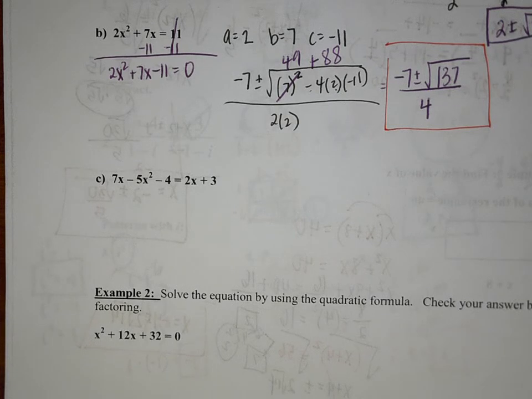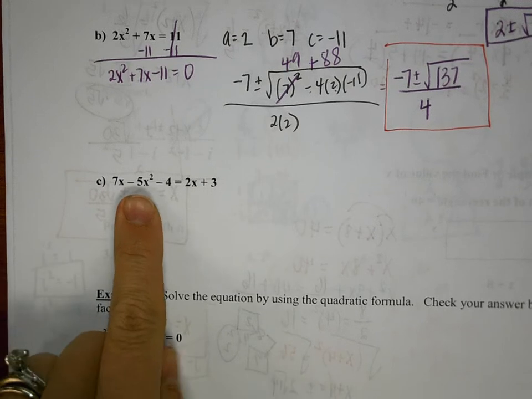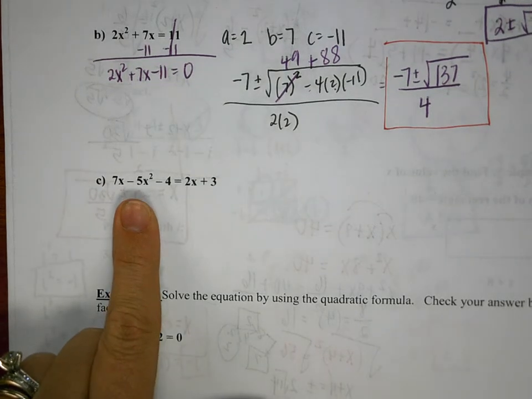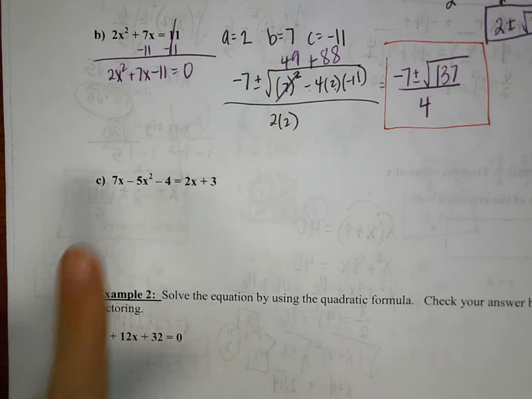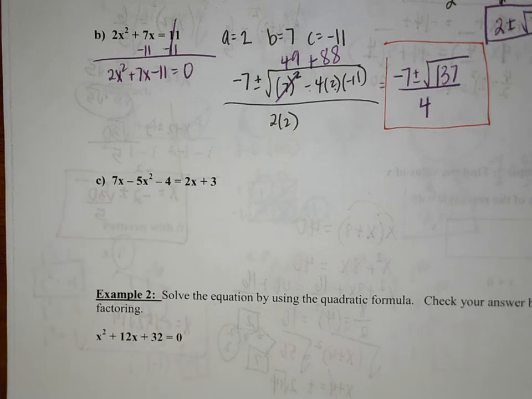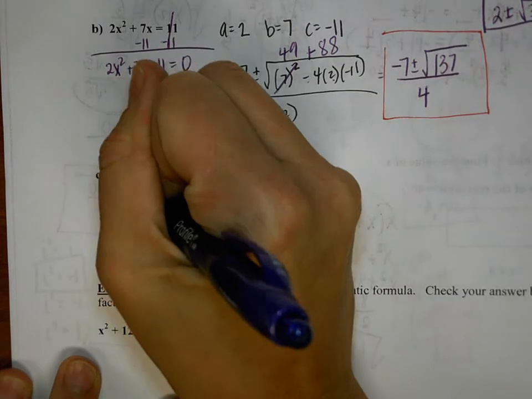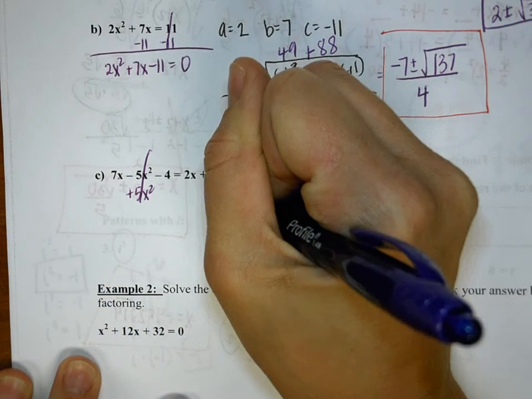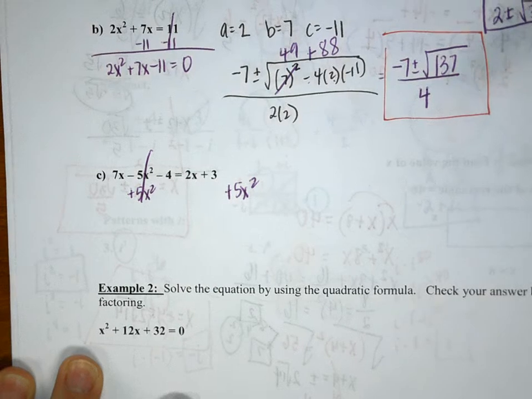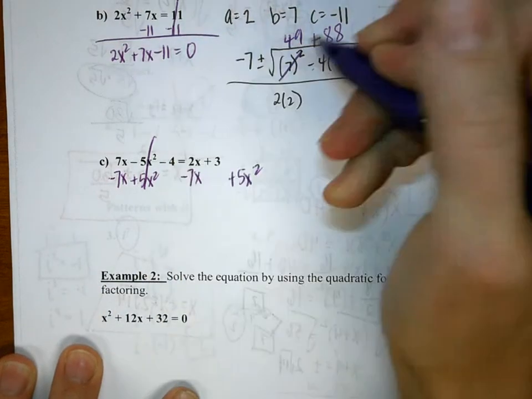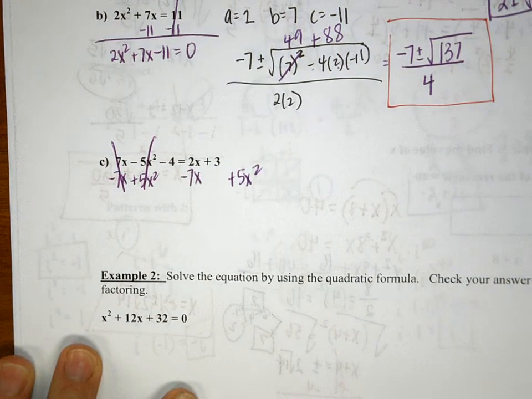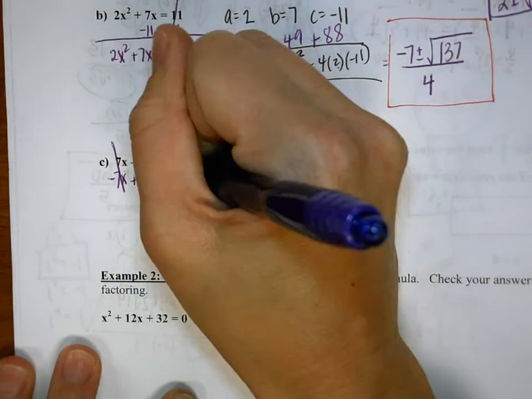I didn't mention this at the beginning, but your x squared term always needs to be what? First, and it always needs to be positive. So which way do you think we should end up moving everything? To the right. So I'm going to add 5x squared over here. I'm going to have to subtract 7x. Also notice how I'm kind of lining up my terms so it's easy to simplify. And then I'm adding 4.